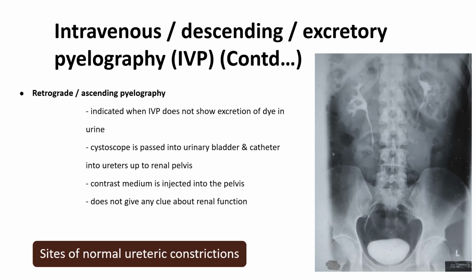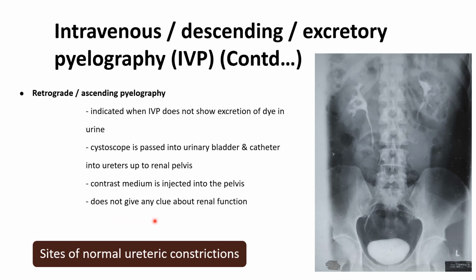Some points regarding ascending pyelography. It is indicated only when the IVP does not show excretion of dye in the urine. We have to pass the catheter or cystoscope into the urinary bladder, and the catheter will be placed into the ureters up to the renal pelvis. Contrast medium is injected into the renal pelvis, and it does not give any clue about the renal function.